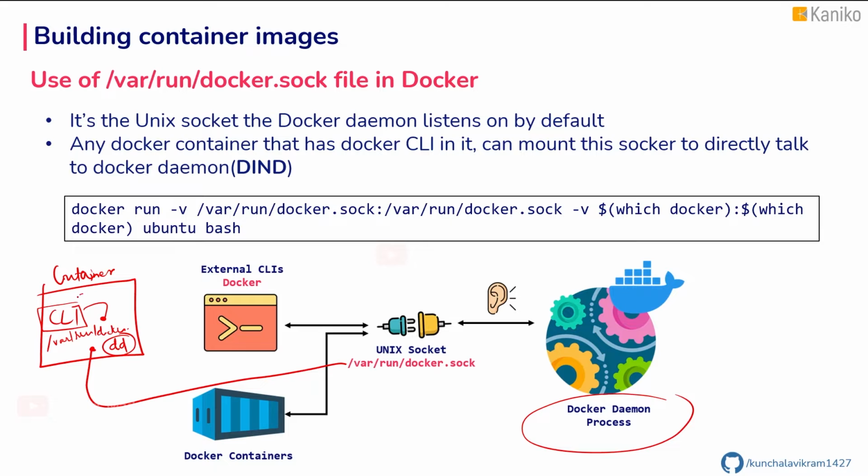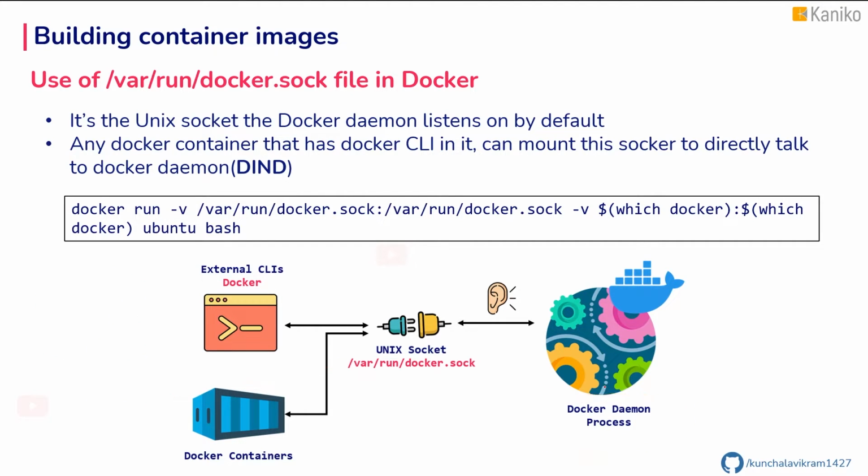Now from within the container, I can issue commands like docker build, docker ps, or any other command. These commands directly talk to the daemon which is running outside your container. The way we mount is using a volume mount. We are taking the var run docker.sock, which is the source, basically your host, and we are mounting it into the container at the exact location. Mounting this sock gives the ability to talk to the daemon process from within the container. This is also known as Docker inside Docker, or DIND.